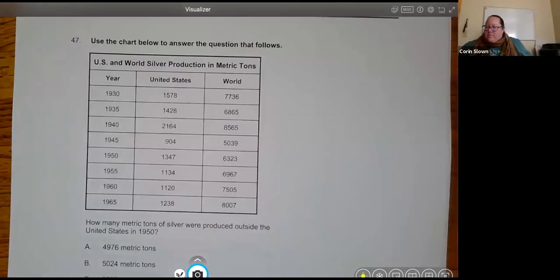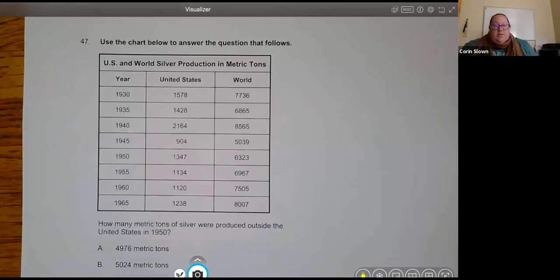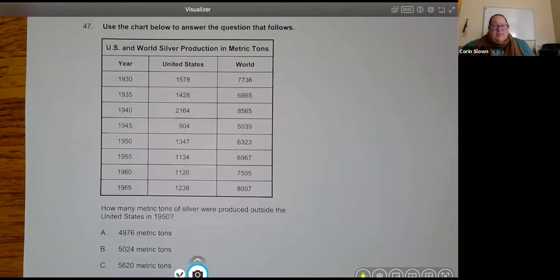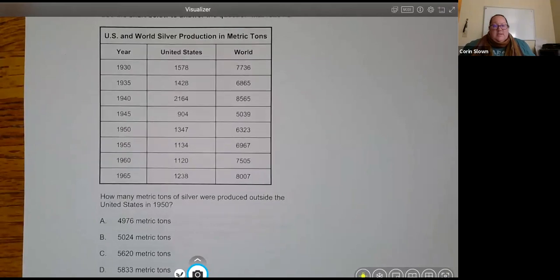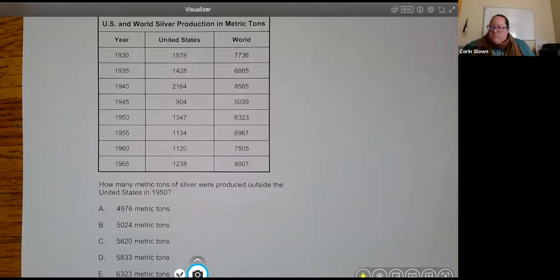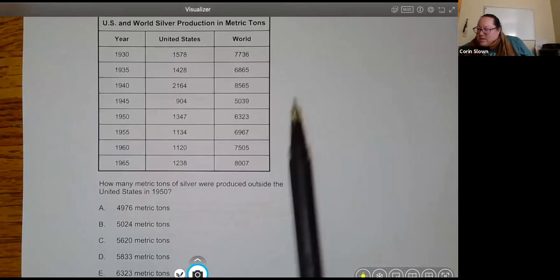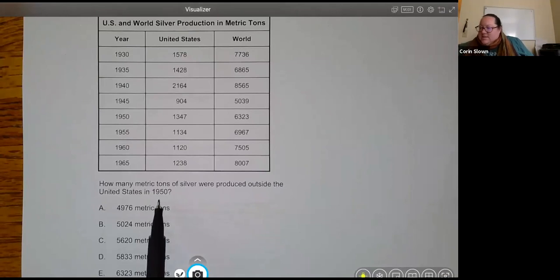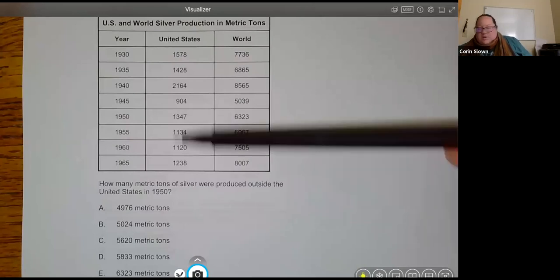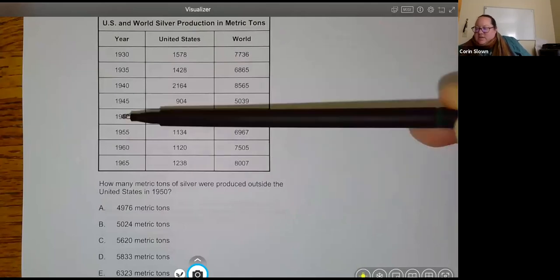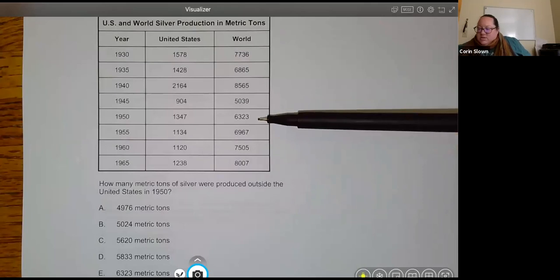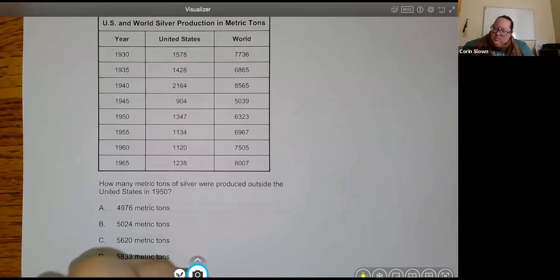Almost there. All right, so we're going to use the chart below to answer the question that follows. How many metric tons of silver were produced outside the United States in 1950? So this is where we're reading a graph. Key terms here are metric tons and outside the US. So this column is the US, so we can ignore that column. We're looking at outside the US, so this is the world. And we're looking at 1950. And we're going to read across, and it's 6323. So that's E.